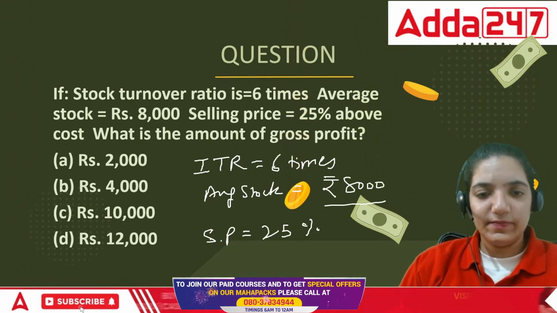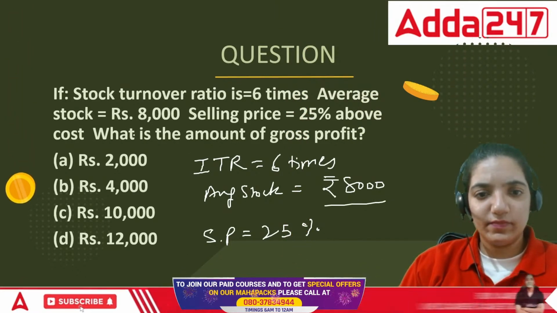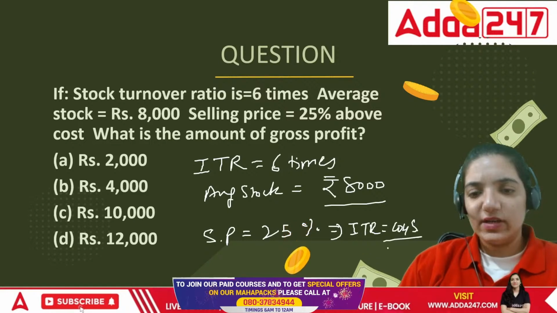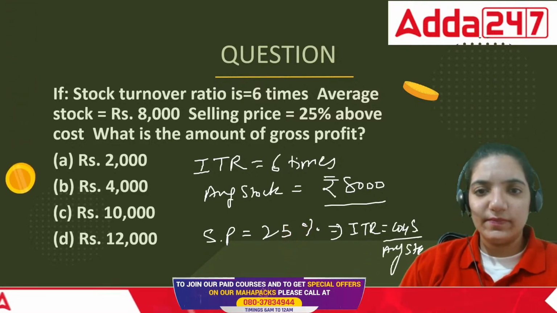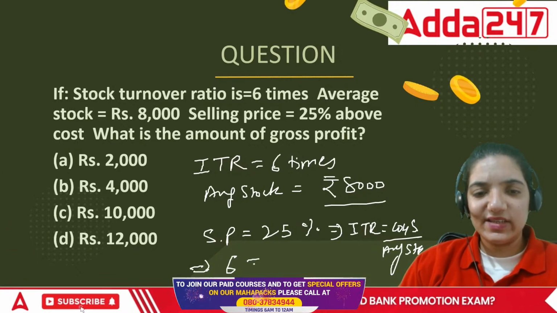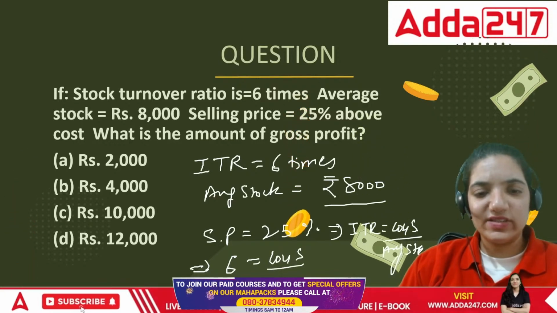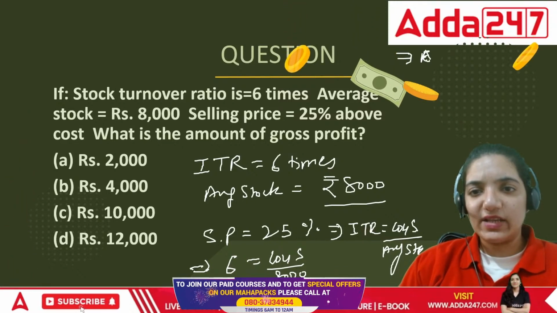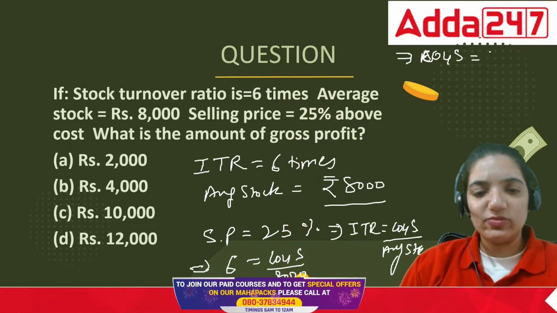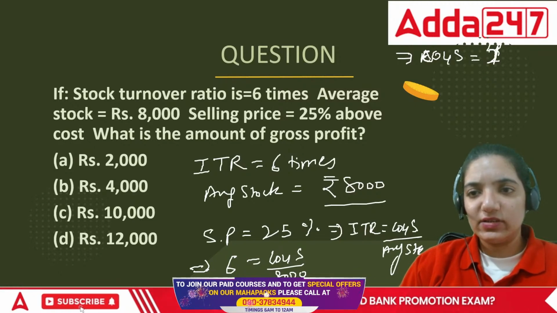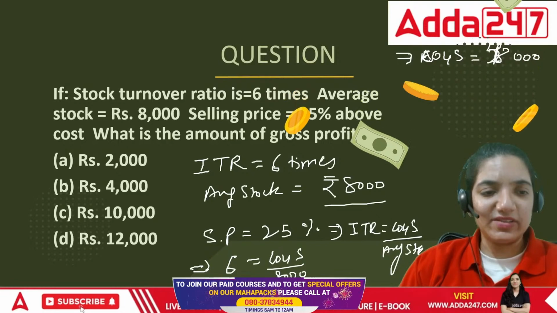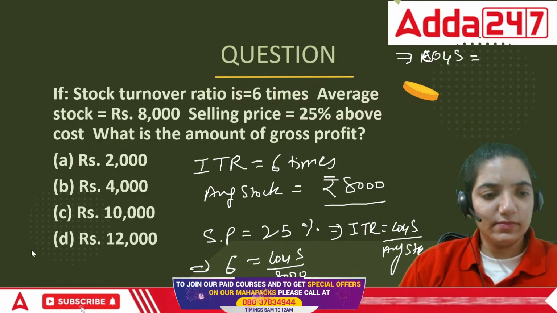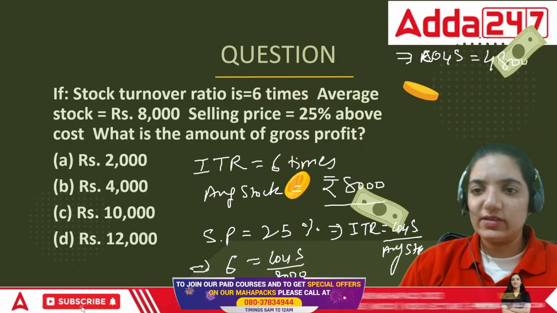The formula would be ITR is equal to COGS divided by average stock. Okay? So in this case, 6 is equal to COGS divided by the average stock of 8,000. So the average stock will give us the COGS. We can find the cost of goods sold, which turns out to be 8,000 multiplied by 6, that is 48,000.